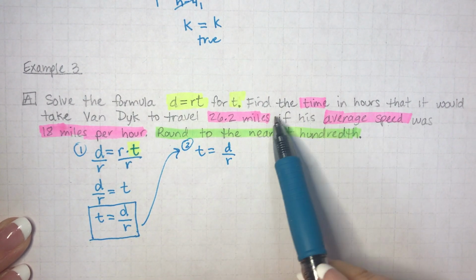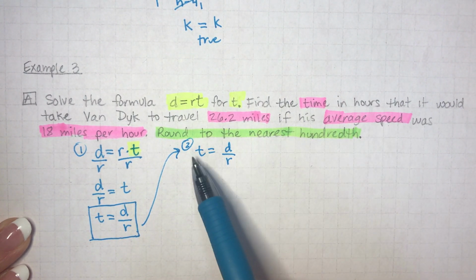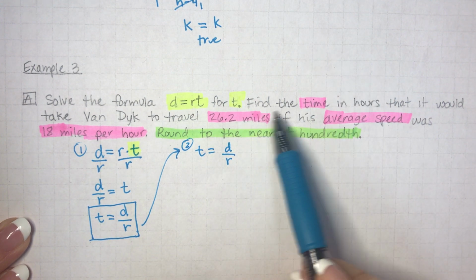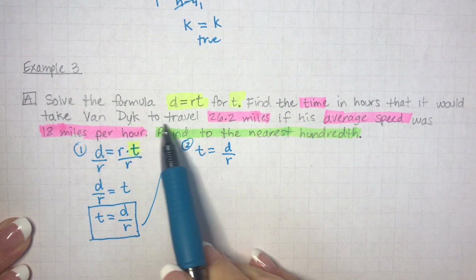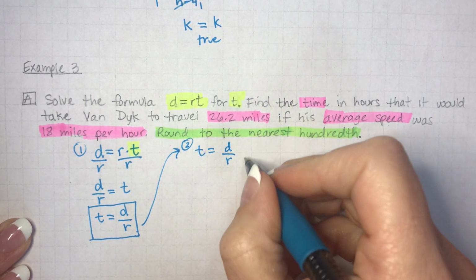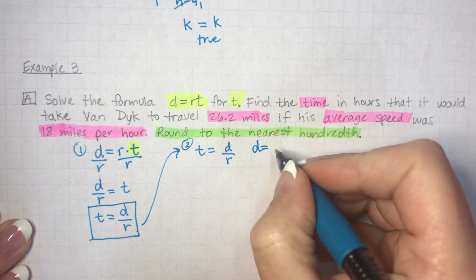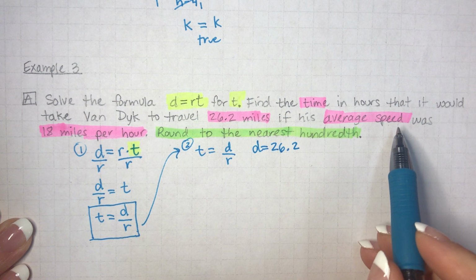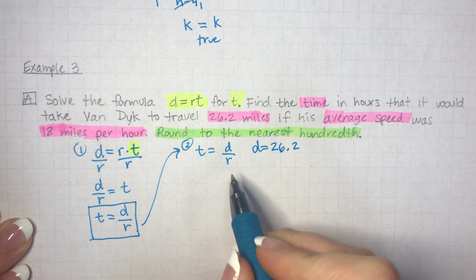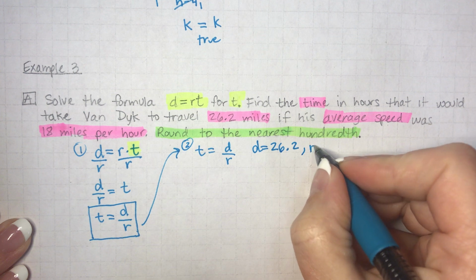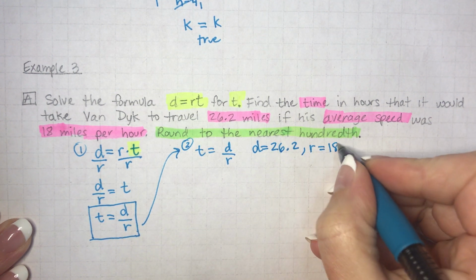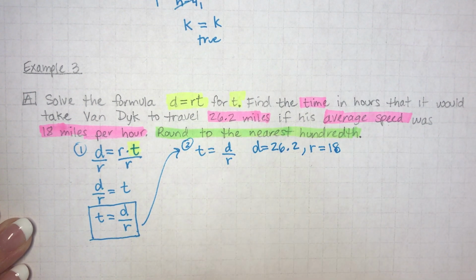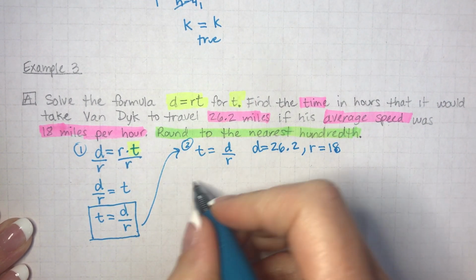Okay, it says find the time in hours. And it's nice because our equation is now solved for time, so it's going to give us the answer directly. Find the time in hours that it would take Van Dyke to travel 26.2 miles. So that's what D equals. I'm going to define my variables. D equals 26.2. If his average speed was 18 miles per hour, that's the rate. The rate is the average speed. So R equals 18.